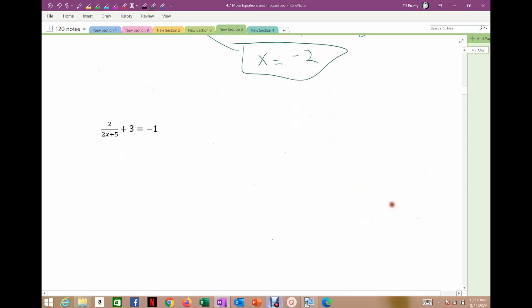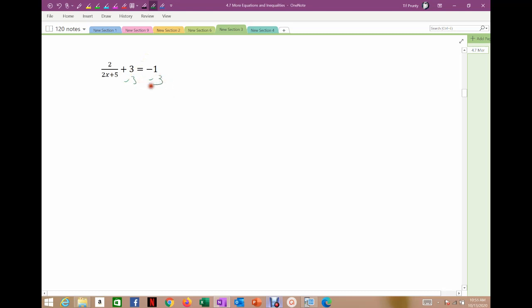Alright, next example. This is the last example I'm going to do by hand, and then we'll get to the graphing method, and we'll do that in the next video. So first thing I'm going to do is move the 3 over, and so I get 2 over 2x plus 5 equals negative 4.